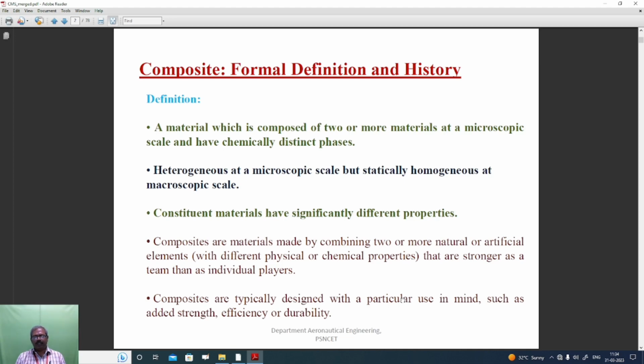Composite materials are made by combining two or more natural or artificial elements with different physical or chemical properties, that are stronger as a team than as individual players. Composites are typically designed with a particular use in mind, such as added strength, efficiency, and durability.